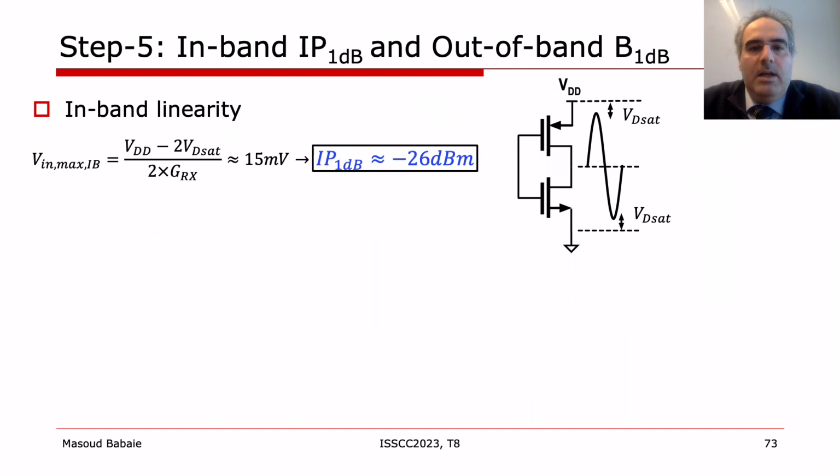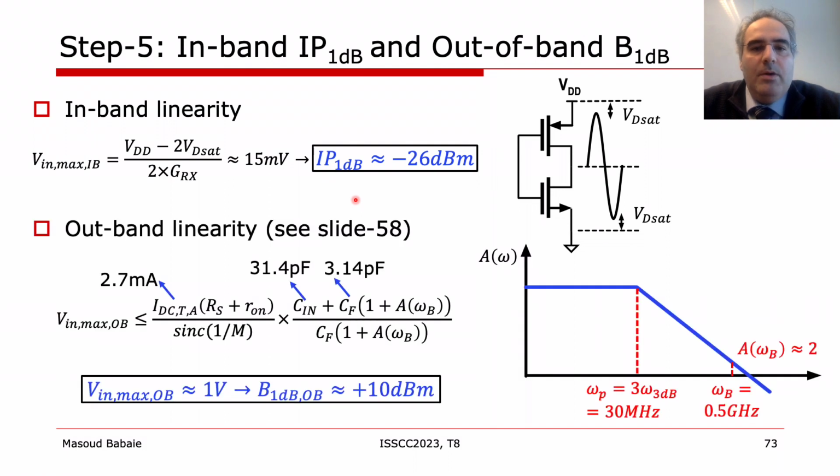The in-band linearity of the receiver is limited by the last stage. The maximum voltage swing at the output of an inverter-based amplifier should be below VDD minus 2 VDSAT, which results in the maximum input voltage of around 15 mV and a P1 dB of minus 26 dBm.